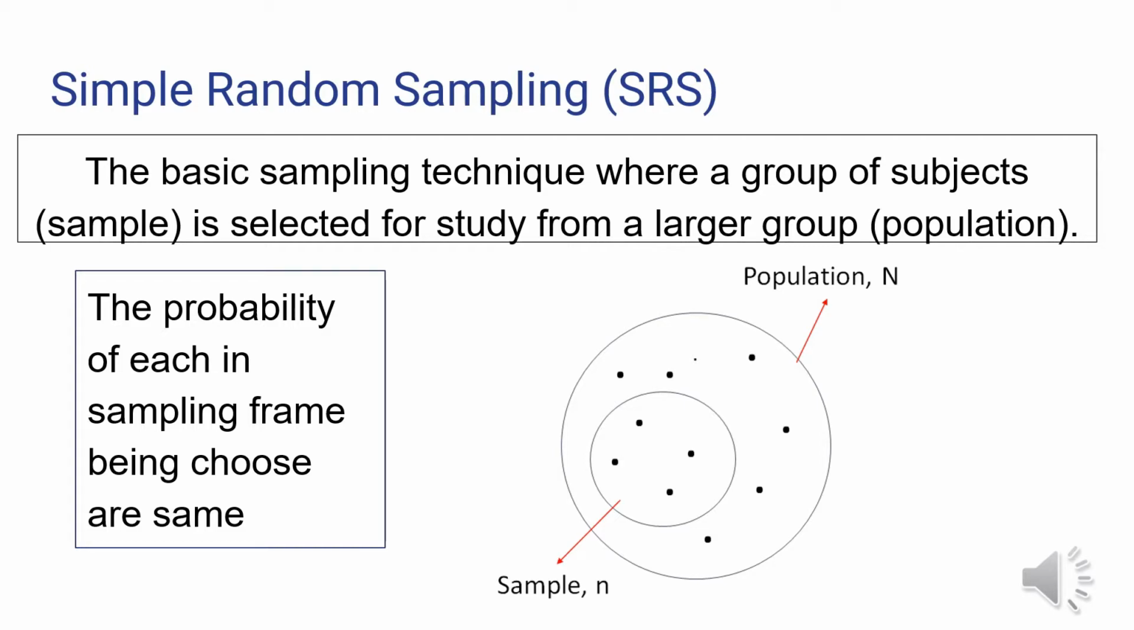Hi, so we will move to the next part, which is simple random sampling (SRS). SRS is the basic sampling technique where we select a group of subjects or a sample for study from a larger group of a population, and each individual is chosen entirely by chance, and each member of the population has an equal chance of being included in the sample. So there is no bias here.